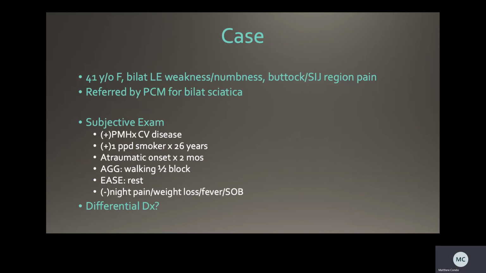So here's another case. We've got a 41-year-old female, bilateral weakness, bilateral numbness, buttock, SI joint pain, referred to primary care for bilateral sciatica. So we do the subjective, and she has cardiovascular disease. Been smoking for about 26 years, which is not uncommon. Some folks start smoking pretty early.